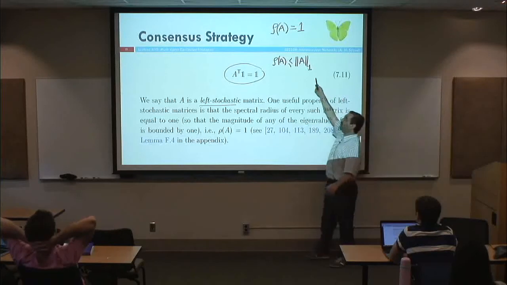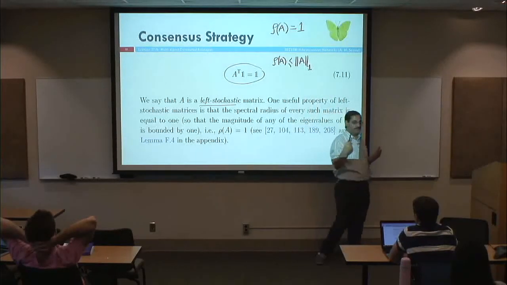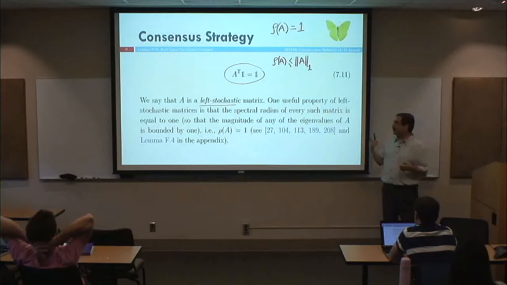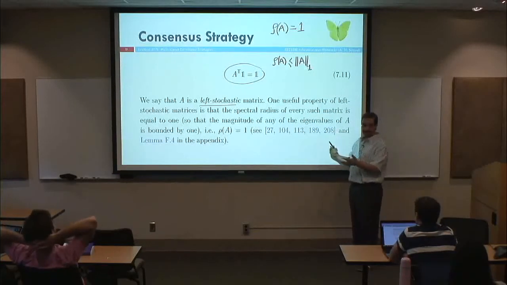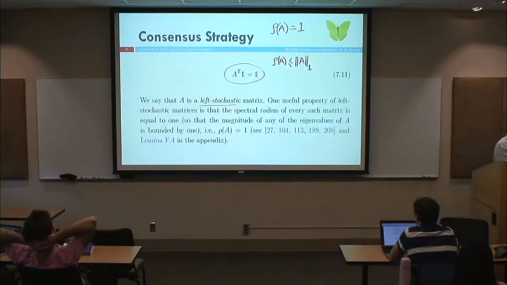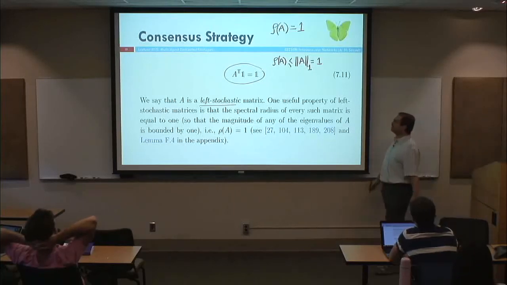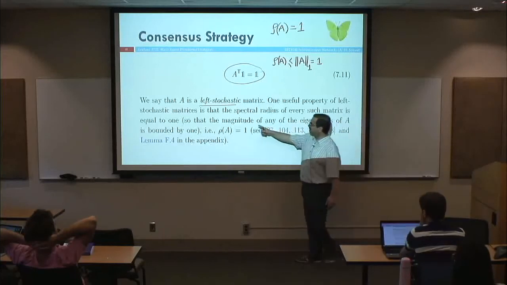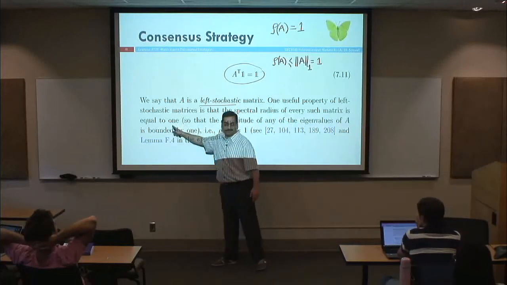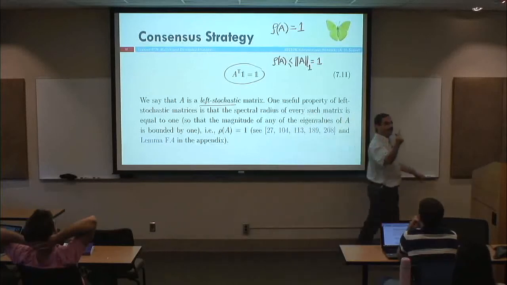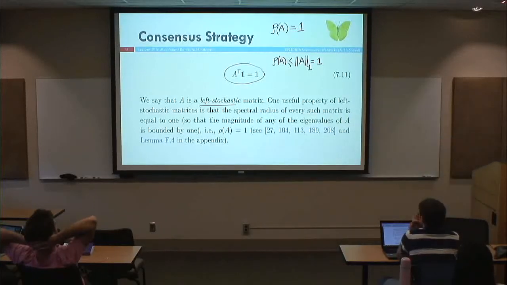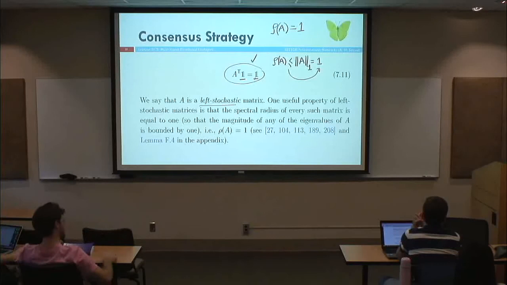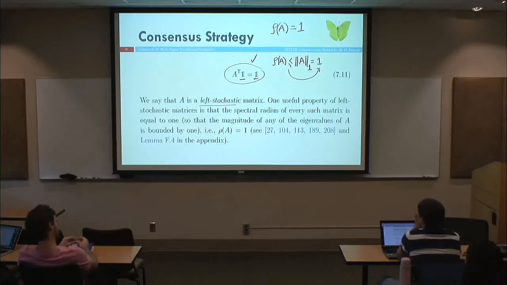This is the maximum column sum. Since all columns add up to 1, and they are non-negative, this is definitely 1, right? So the spectral radius of left stochastic matrices is always equal to 1, okay? Because we know that one of the eigenvalues is 1. Because of this relation, this tells you it's less than or equal to 1, but we know that one of the eigenvalues is 1. So, okay. I'm just reminding you of some properties, okay?